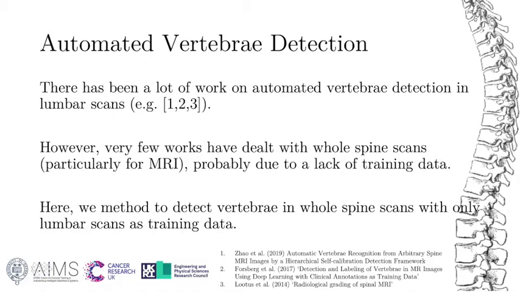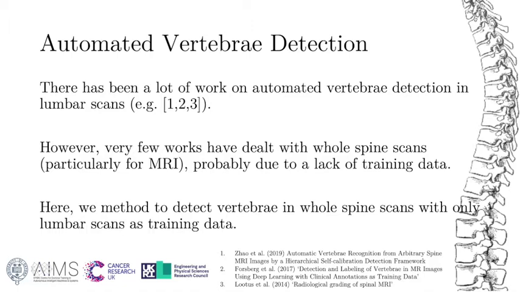There's previously been a lot of work in vertebra detection in lumbar, i.e. lower back scans. Several examples are cited here. However, none of these works generalise to the whole spine scan case. And the reason for this is probably due to a lack of training data.